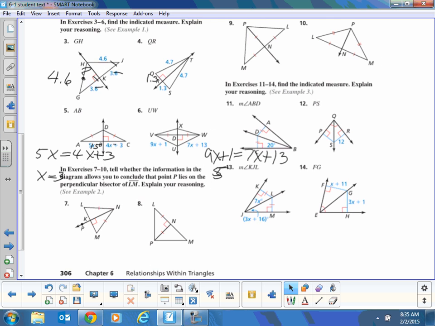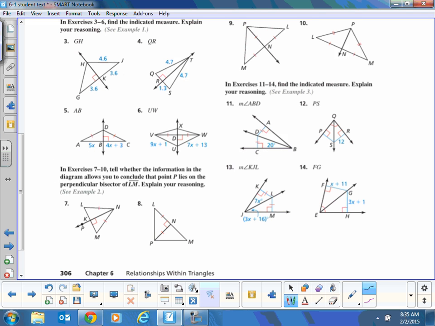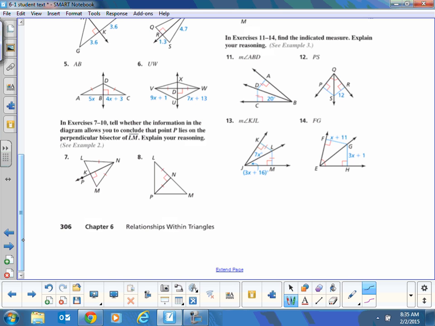So 55. All right. Okay, measure of KJL. Oh, here we go. We're down here, right? Tell whether the information allows you to conclude that P lies on the perpendicular bisector of LM. Explain your reasoning.